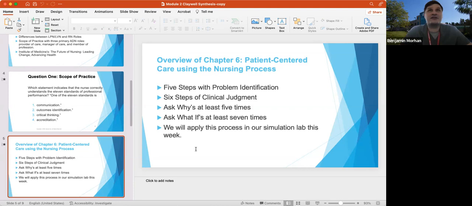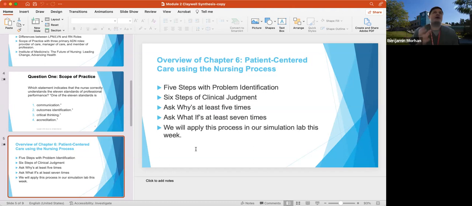All right, so chapter 6 is patient-centered care using the nursing process. The 5 steps identified in the nursing process are assessment, which is subjective and objective data, diagnoses, outcome identification, planning, implementation, and evaluation.